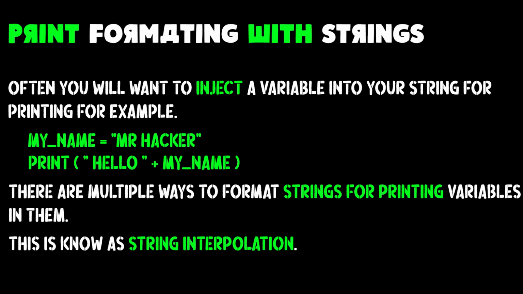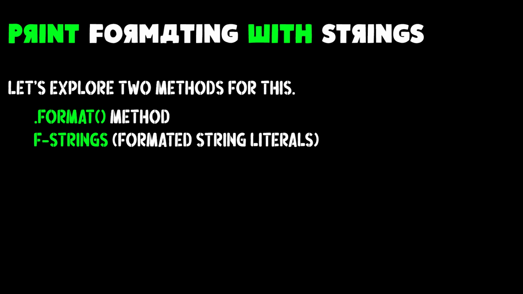This is known as string interpolation, which is really just a fancy way of saying stick a variable inside a string in a print statement. In this video we will be using two methods for string interpolation, whatever you want to call it. The first method is the .format method, and the second is formatted string literals, or f-strings in general. So let's get started with some examples and you will understand what I'm talking about.